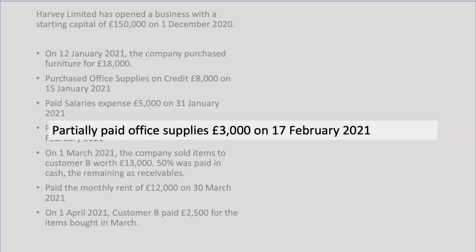Partially paid office supplies of $3,000 on 17th February 2021. This is linked to the purchase made in January, which is a payable. So since the company has partially paid for $3,000, this is a decrease in its accounts payable. Therefore, we debit accounts payable by £3,000 and we credit cash of $3,000 having done a payment.